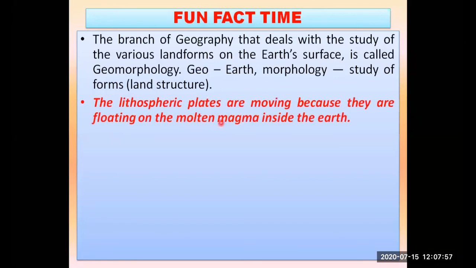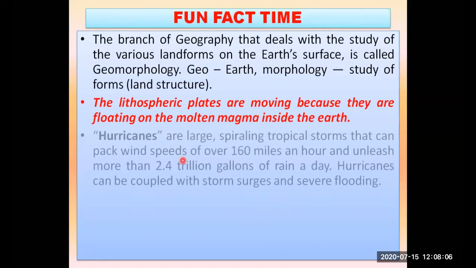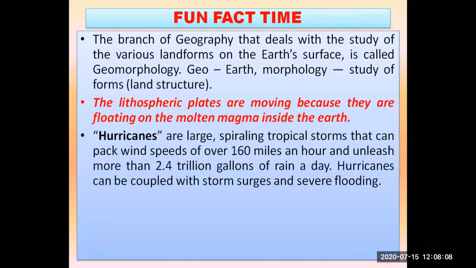The lithospheric plates are moving because they are floating on the molten magma inside the earth. We have studied and discussed a lot about these lithospheric plates. What are hurricanes? Hurricanes are large tropical spiral storms. You must have seen this spiral shape. There is very strong wind, and you can see it can have 160 miles per hour speed. 160 miles, right? And it can unleash more than 2.4 trillion gallons of rain in a day. It can pour this much water in one day, 2.4 trillion gallons. So that is the fact. You will have to remember.